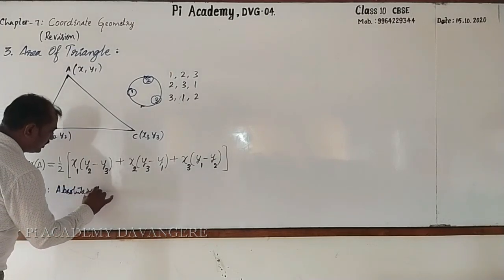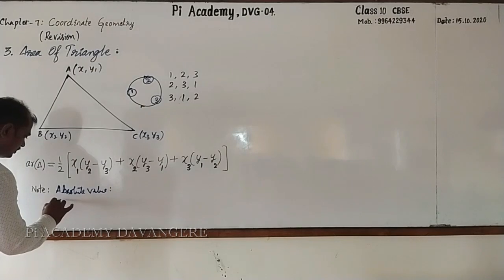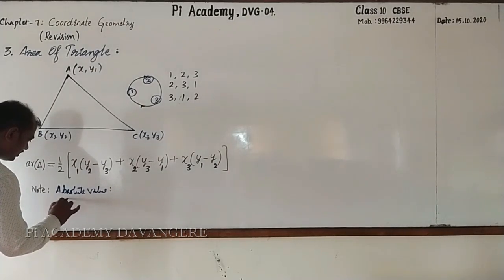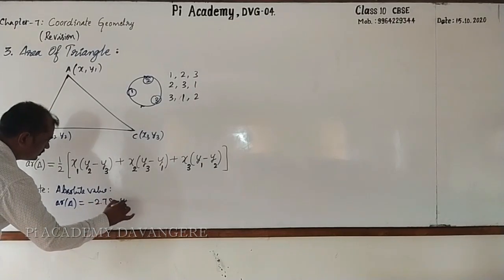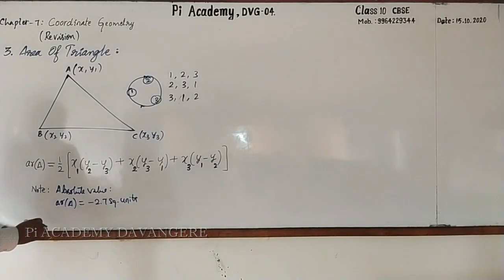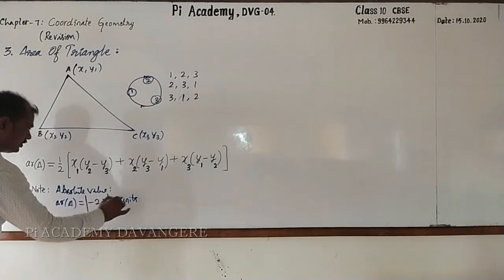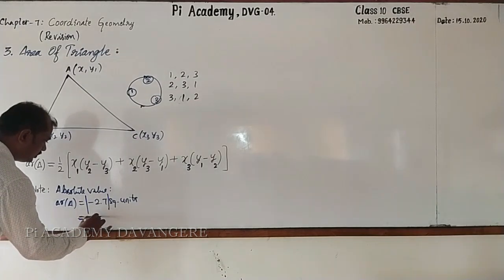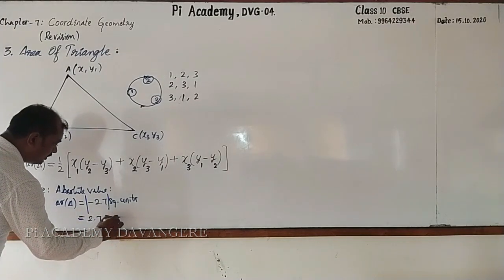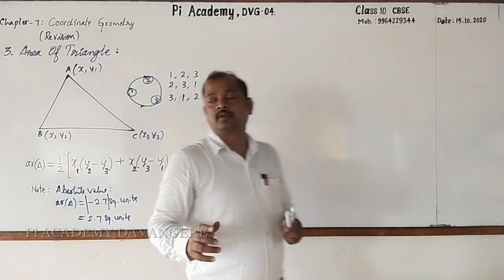What is that absolute value? When you get area as negative, that should be considered as a positive, like this. Suppose the area of the triangle is minus 2.7 square units. If it is so, then we will write this as mod, and then we will take the absolute value as 2.7 square units. Followed? Yes. Copy this one.